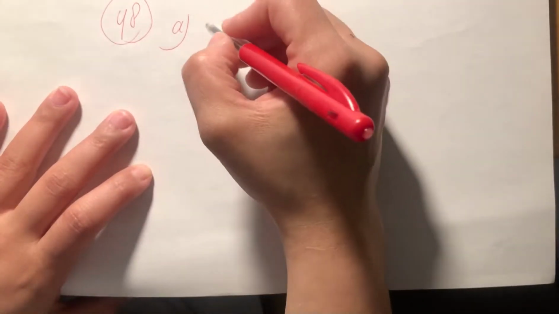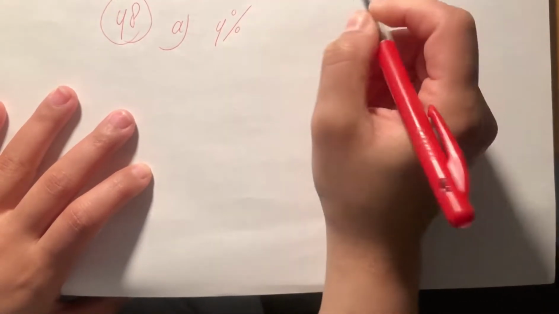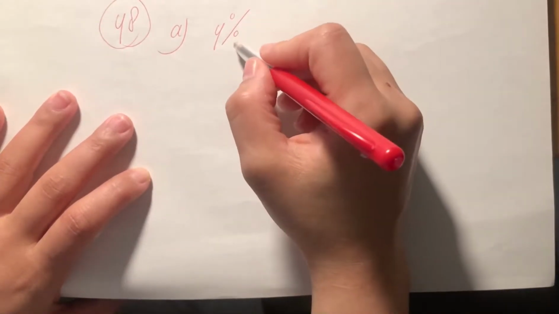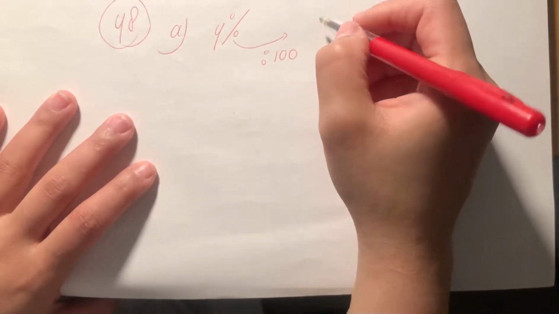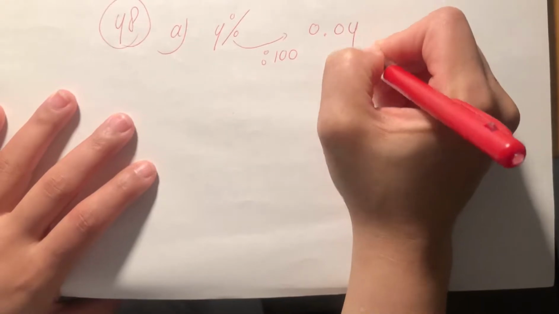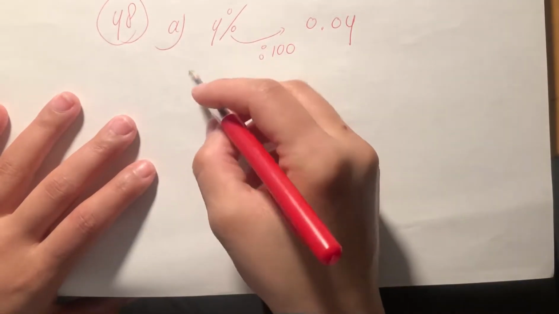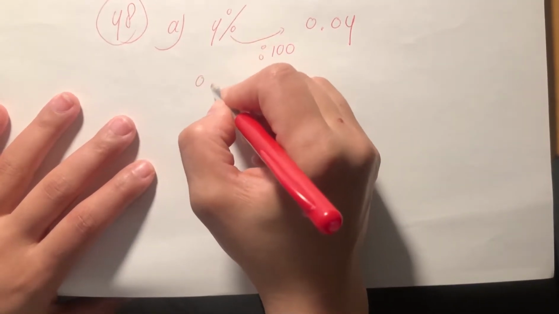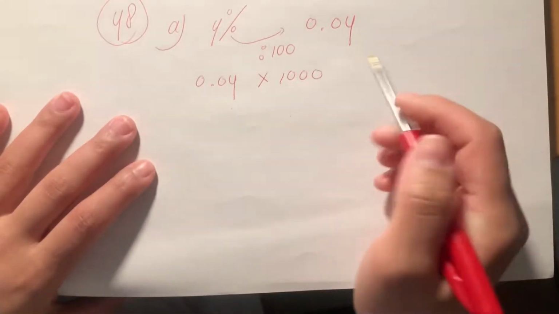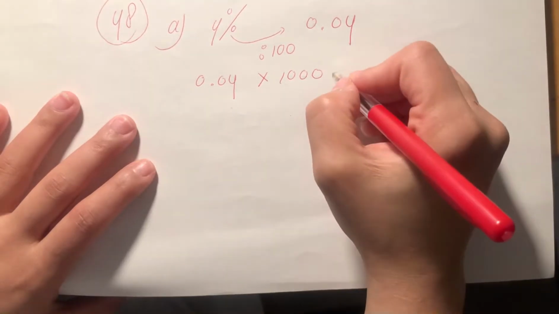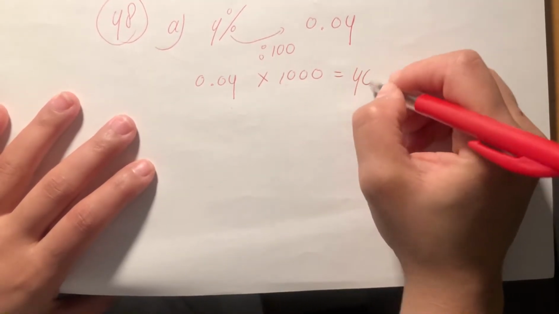Well, what you do then, first, 4% as a decimal. Well, 4% as a decimal, you divide it by 100, which will give you 0.04. Then you take your calculator and then you calculate 0.04 times 1,000 because you want to know 4% of 1,000. You will get the answer 40.